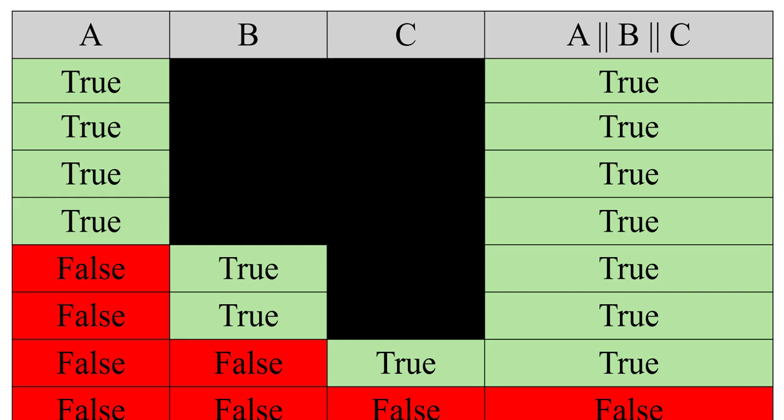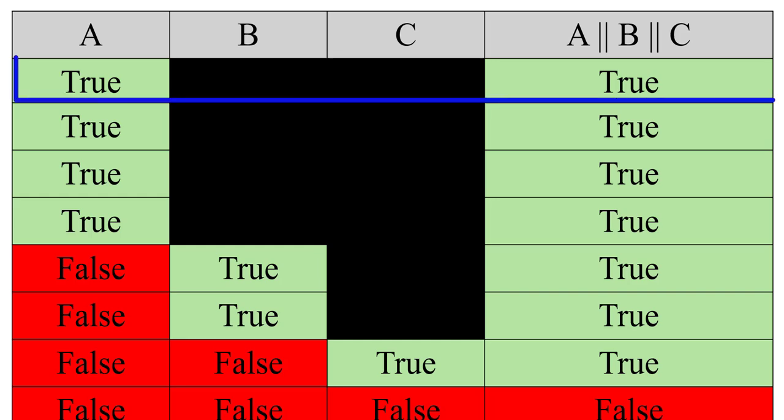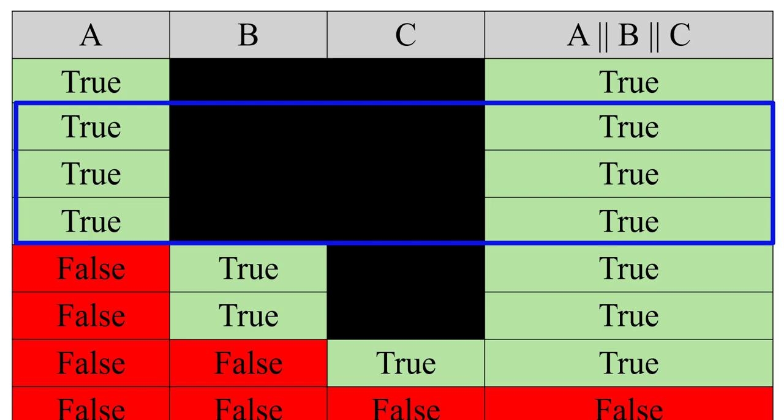The compiler will execute condition A. If the output is true, then the output of B or C doesn't matter because all it takes is one true. So the compiler will not execute or test the condition B or C. The same happened for the second line, third line, fourth line.